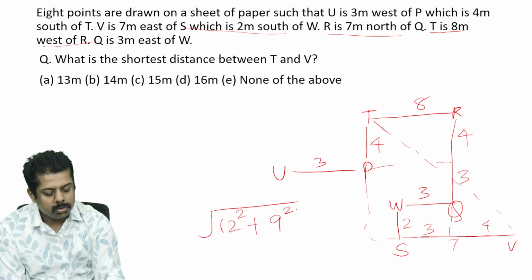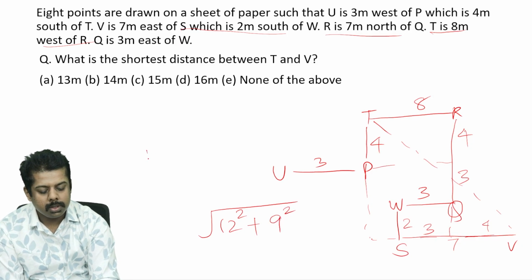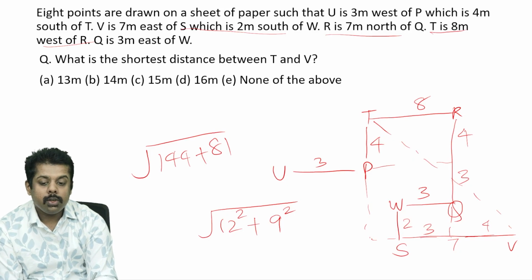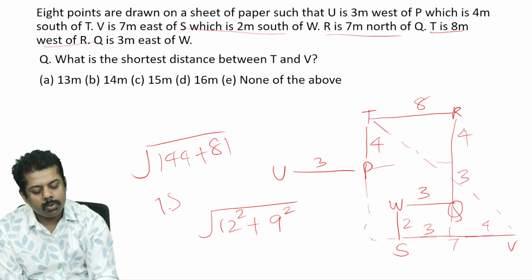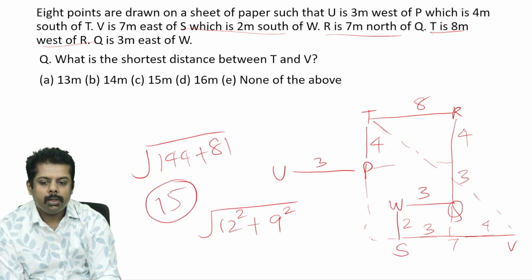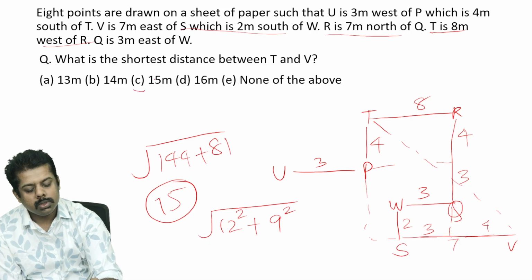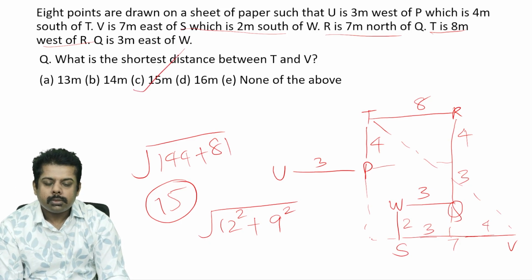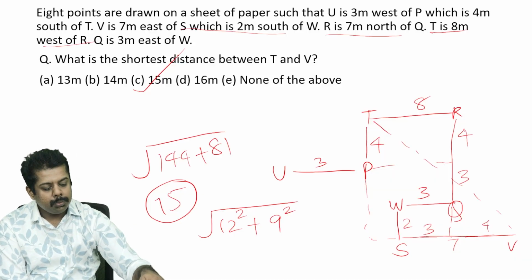Using the Pythagoras theorem, 12 squared plus 9 squared is 144 plus 81. Adding this will give us 225. As we know, the root of 225 is 15. So using the Pythagoras theorem, we have got the shortest distance as 15 meters. I hope that you got it.